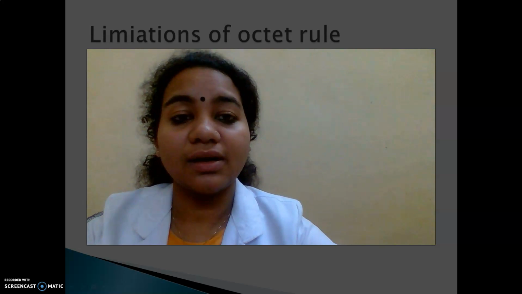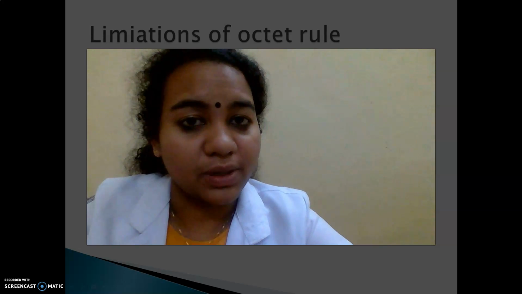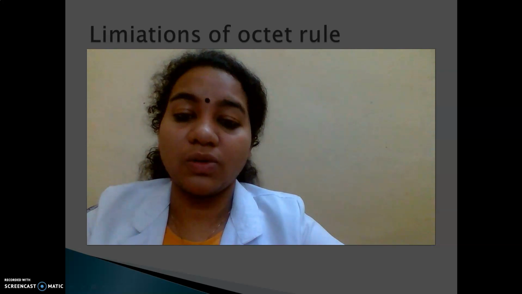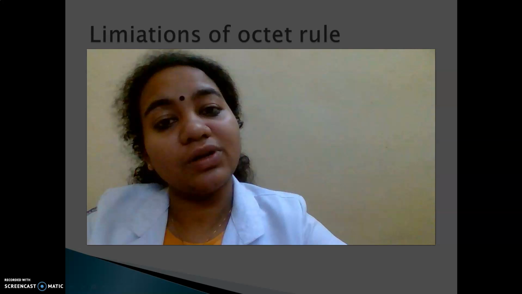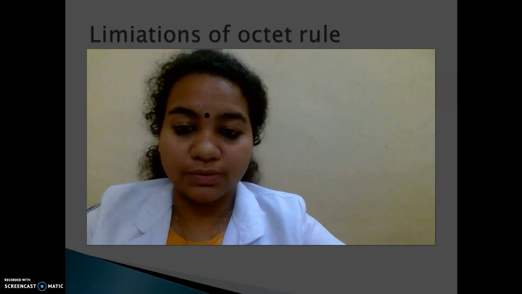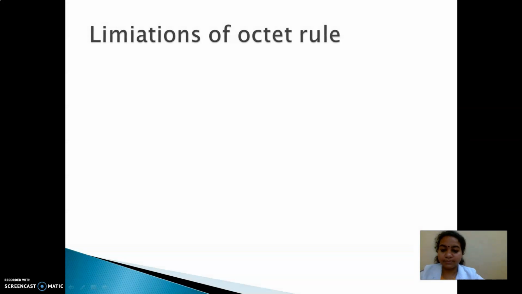But if you check the elements, some elements are not following these properties. Some elements have variations from the octet rule, so there are some exception cases. In today's class we are going to learn about the limitations of the octet rule. Okay, so let's start. Let's see what are the limitations of the octet rule.